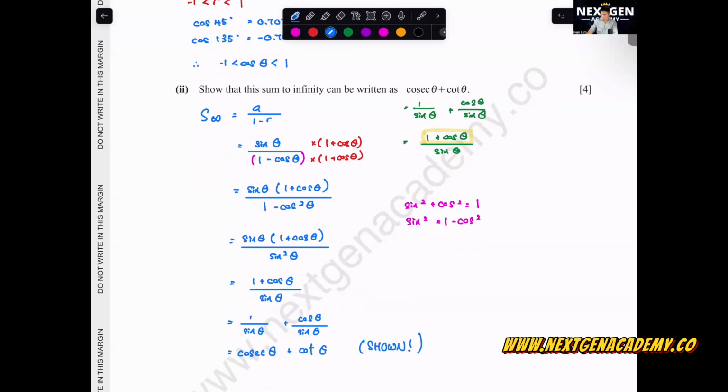So this is how you do this type of question. For showing or proving type of trigo questions, if you get stuck with one side, work from the other side. Then you can somehow meet in the middle. Sometimes it'll be easier that way.